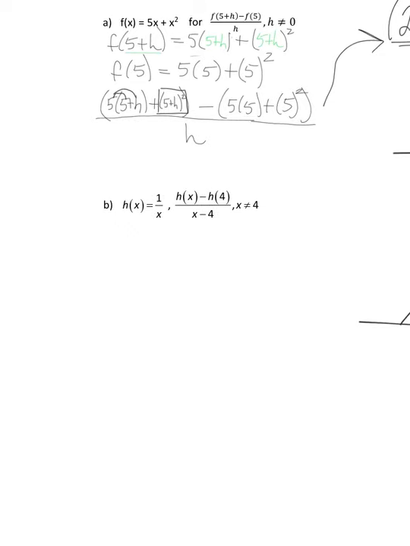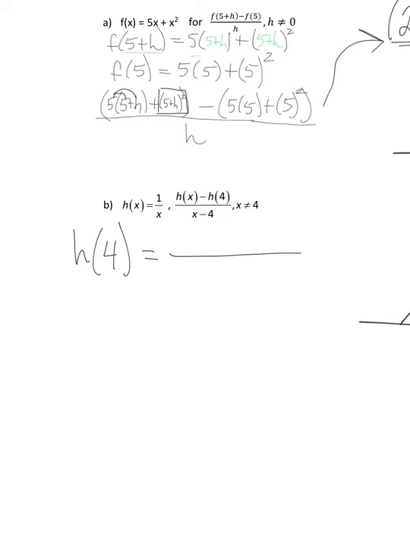All right, so let's look at this one. This one, the difference quotient, is h of x minus h of 4 all over, there's no function there, it's just x minus 4. So we know what h of x is, that's this right here, but we don't know what h of 4 is. So we don't have to write out h of x because we already have it, but before we do the difference quotient, let's write out what h of 4 looks like.